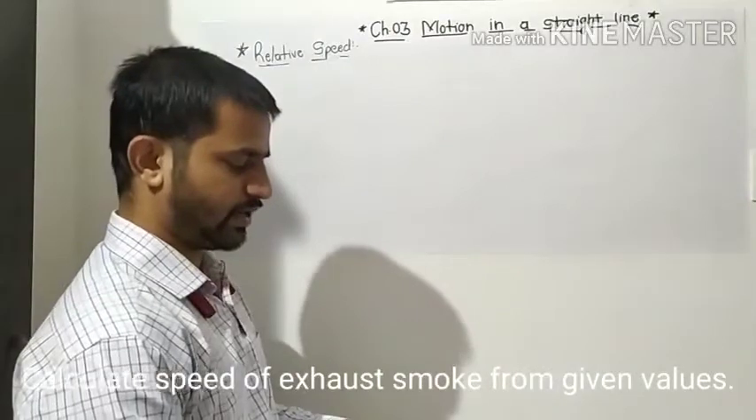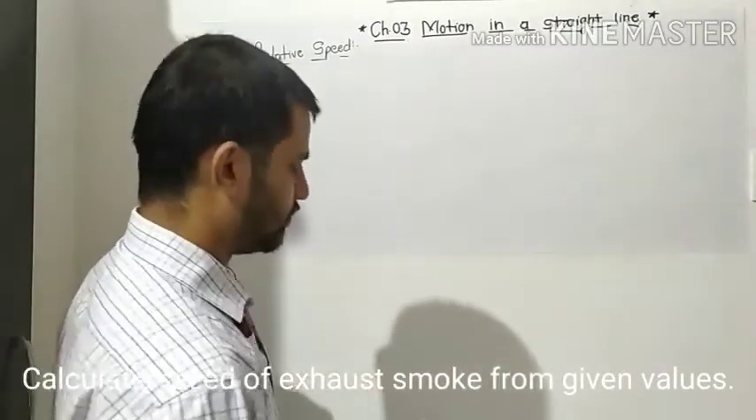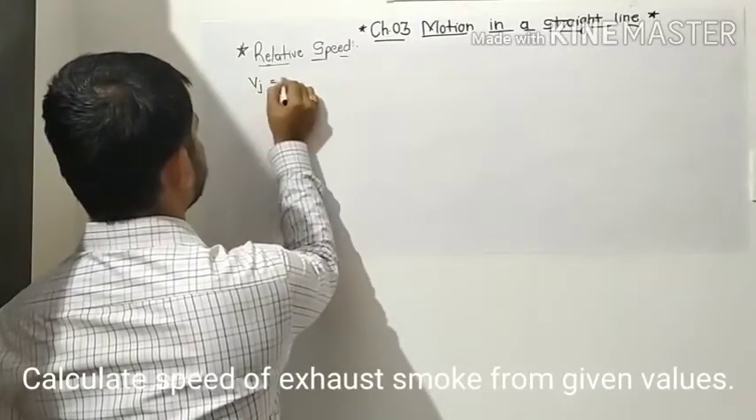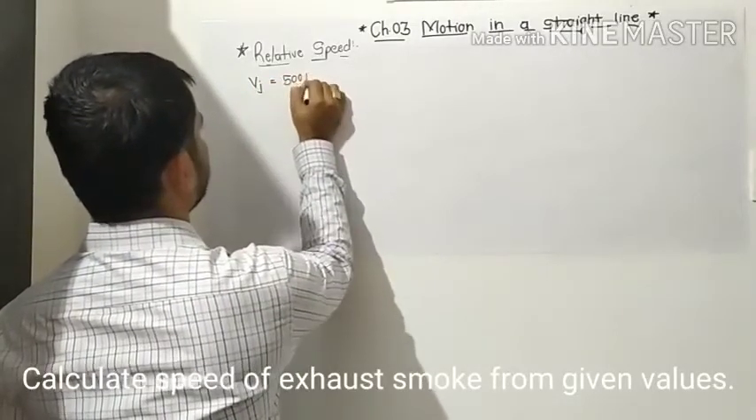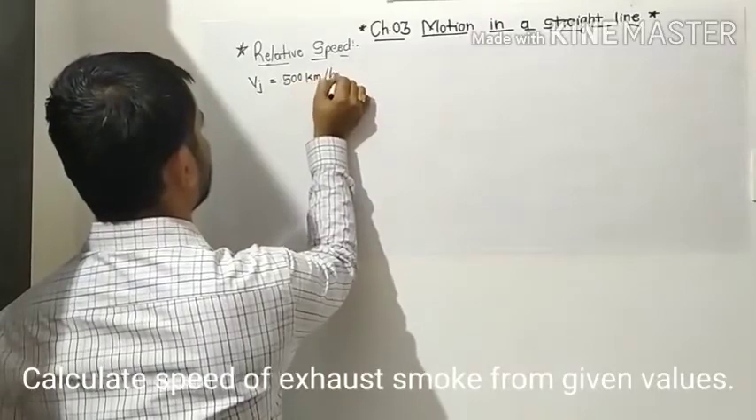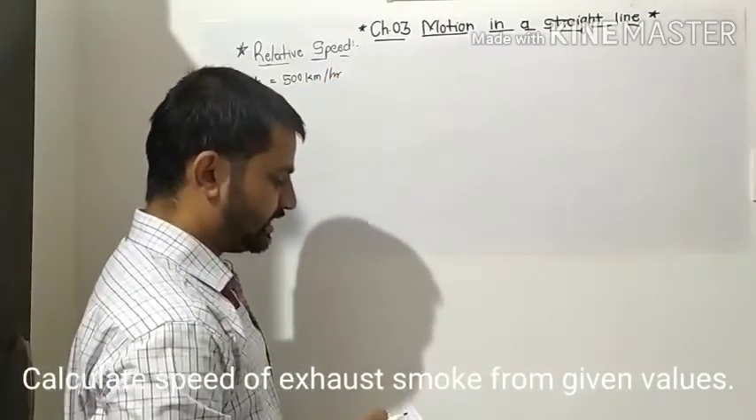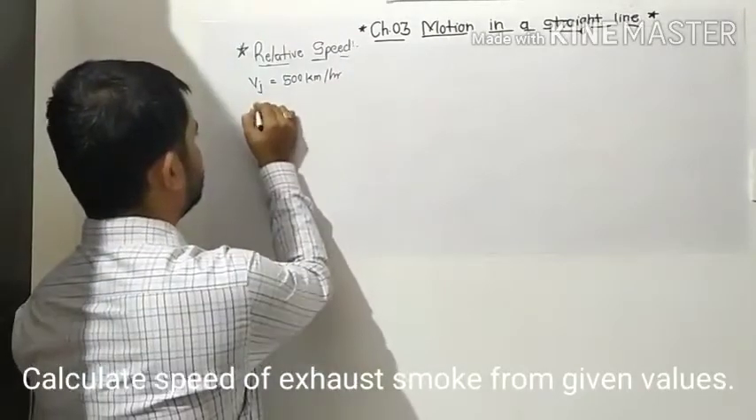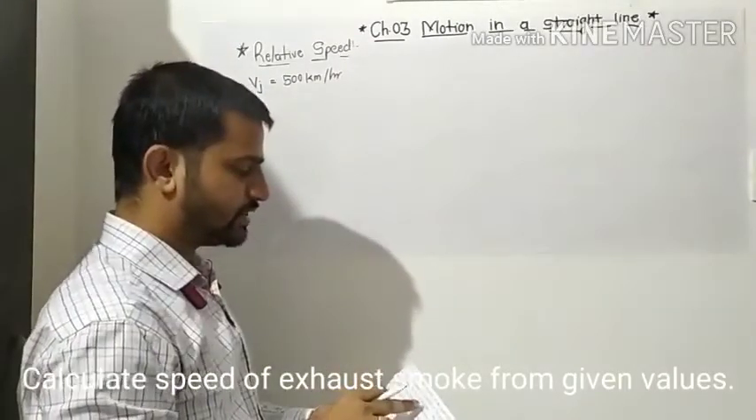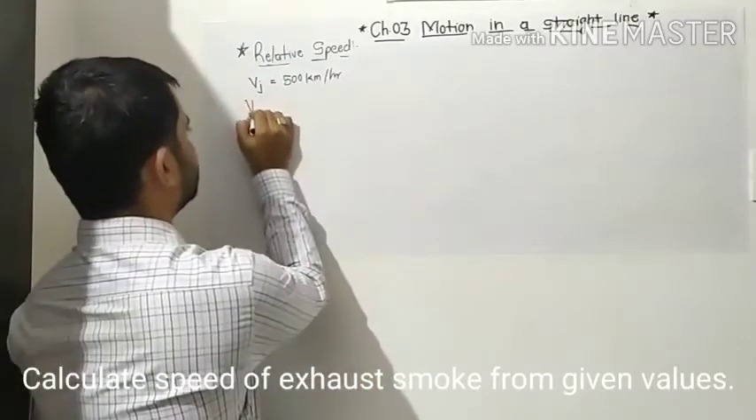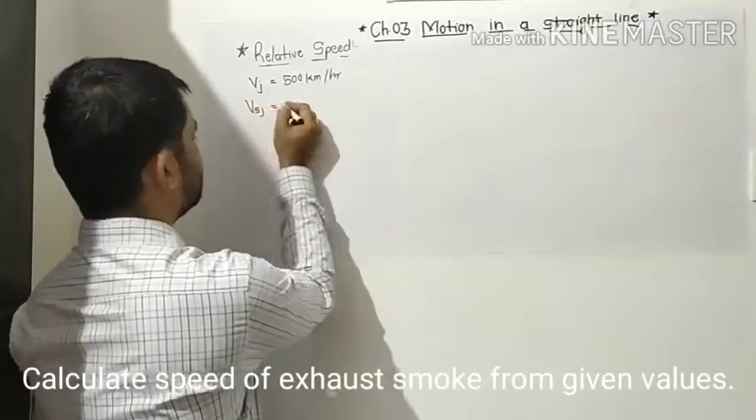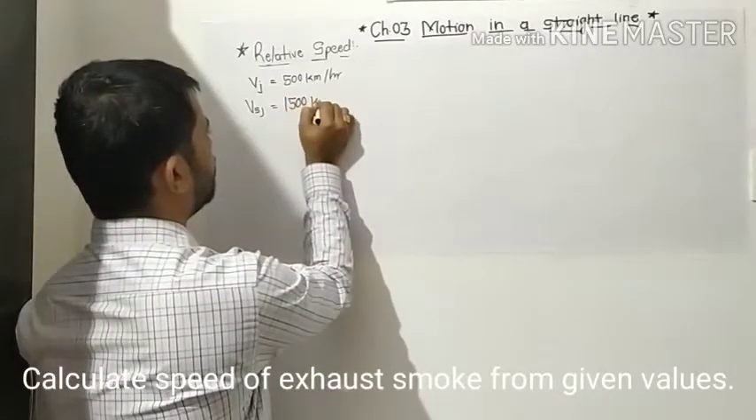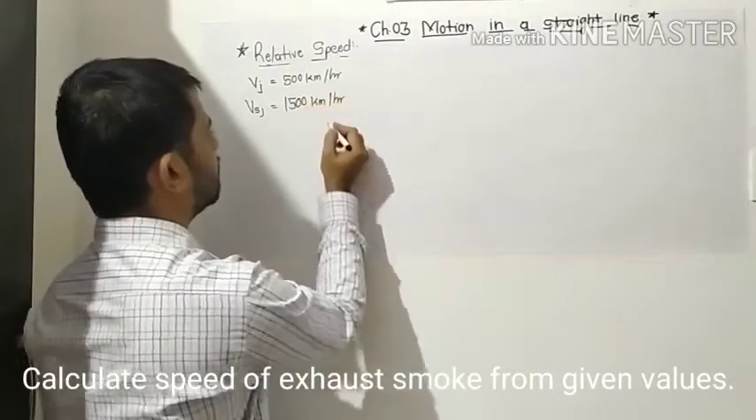A jet aeroplane is traveling at a speed of 500 km per hour. The speed of the jet aeroplane is given as 500 km per hour. It ejects its product of combustion at a speed of 1500 km per hour relative to the jet plane, meaning the relative velocity of smoke with respect to the jet is 1500 km per hour.